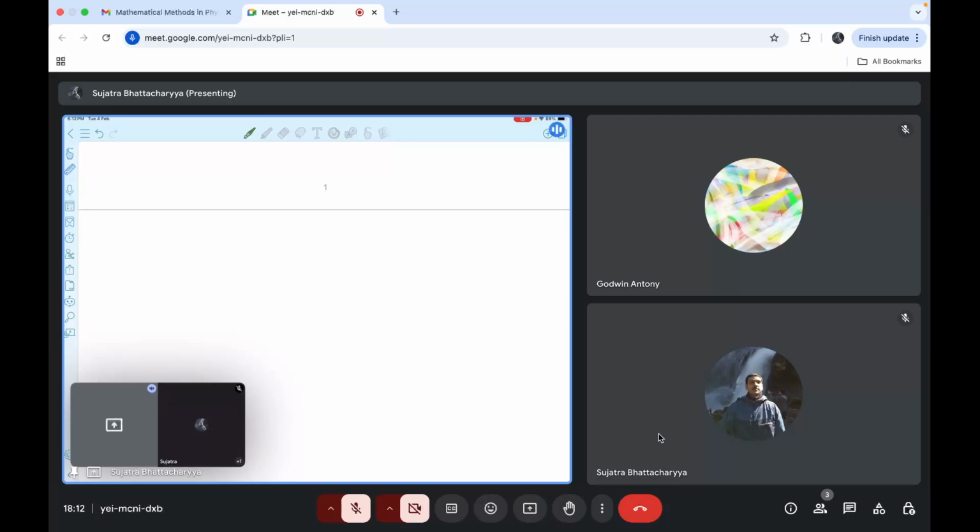What about the third category? The third category is you have infinitely many solutions. So when is this possible? Infinitely many solutions or infinite solutions, whatever you want to write. Okay, infinitely many solutions. When is it possible?